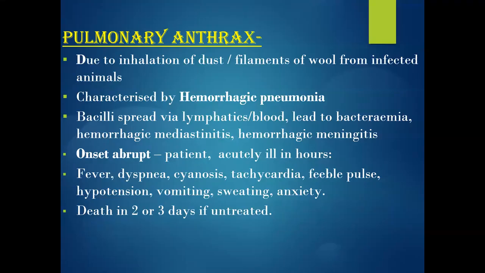Pulmonary anthrax. Pulmonary anthrax is due to the inhalation of dust and filaments of wool from infected animals. This is characterized by hemorrhagic pneumonia. Bacilli spread via lymphatics to blood, leading to bacteremia, hemorrhagic mediastinitis, and hemorrhagic meningitis.